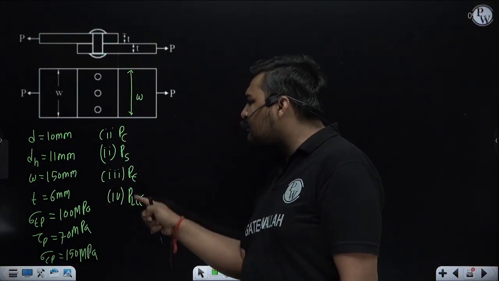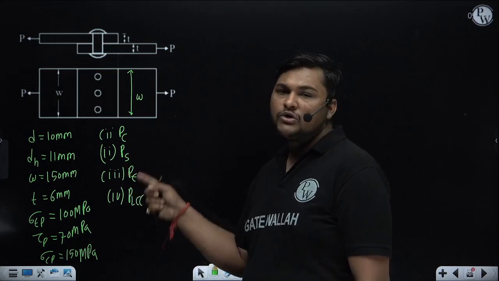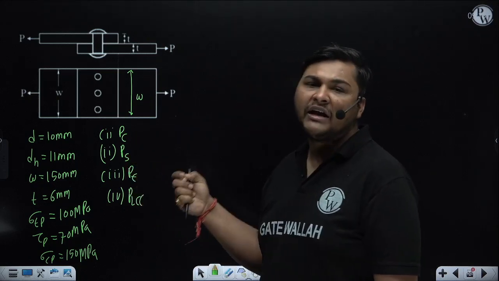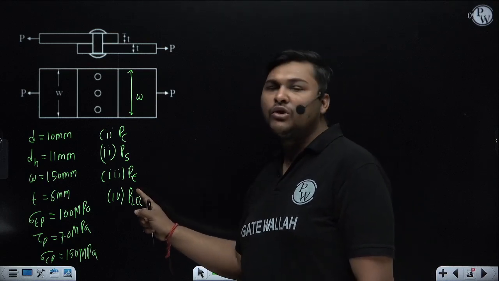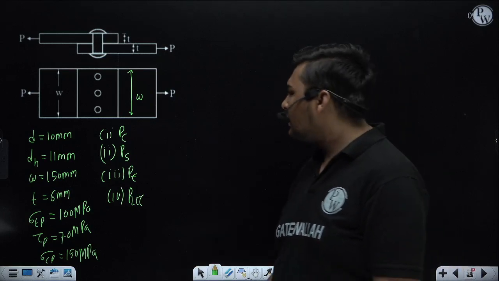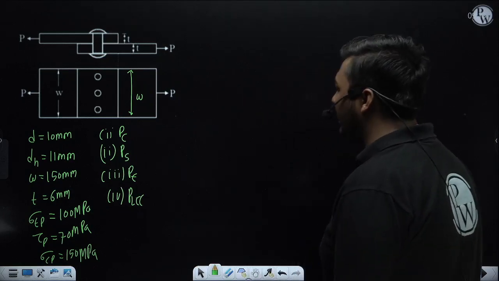To find this, we need to find all three parameters. So automatically, whether the examiner is asking this or not, to find the actual load carrying capacity, we need to find all three types of load carrying capacity. Okay. So first I am finding the crushing load carrying capacity.